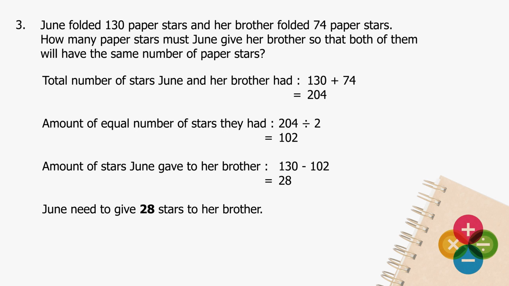The total number of stars June and her brother had will be, add 130 to 74, and the sum is 204. The equal number of stars they had will be, divide 204 by 2, and the quotient is 102. The number of stars June gave to her brother will be, subtract 102 from 130, and the difference is 28. June needs to give 28 stars to her brother.